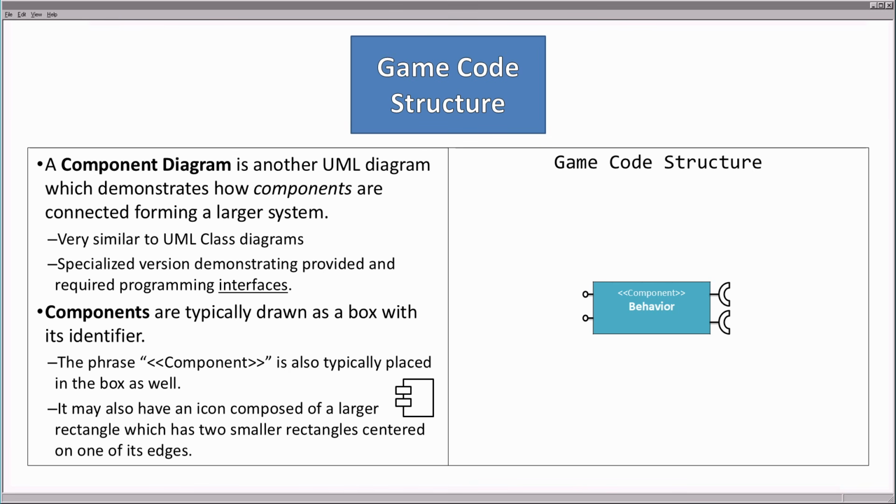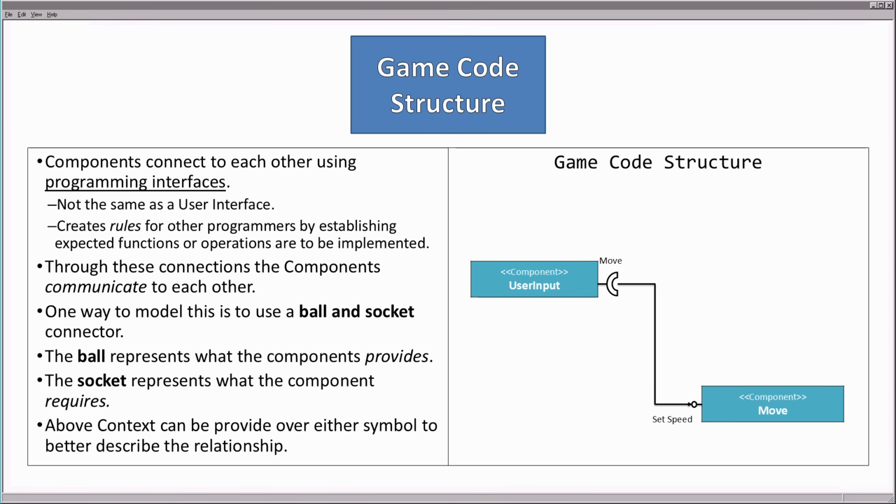Components are typically drawn as a box with its identifier. The phrase component, or comp, is typically placed in the box as well. It may also have an icon composed of a larger rectangle with two smaller rectangles centered on one of its edges. Component diagrams can be created in a variety of ways.